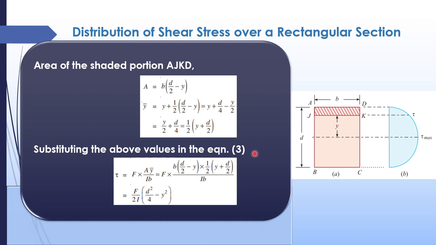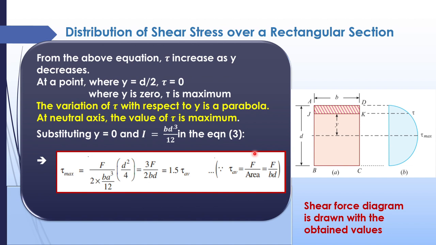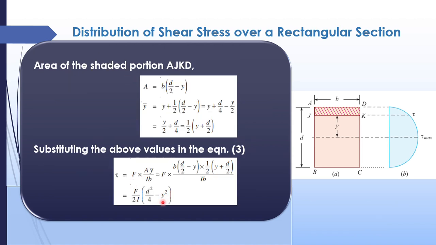Now we have to find the shear stress distribution. Where is the maximum shear stress? Where is the minimum shear stress? That we have to find. So for that, y is equal to d by 2 means this particular point. Y is equal to 0 means this particular point, that is the neutral axis.